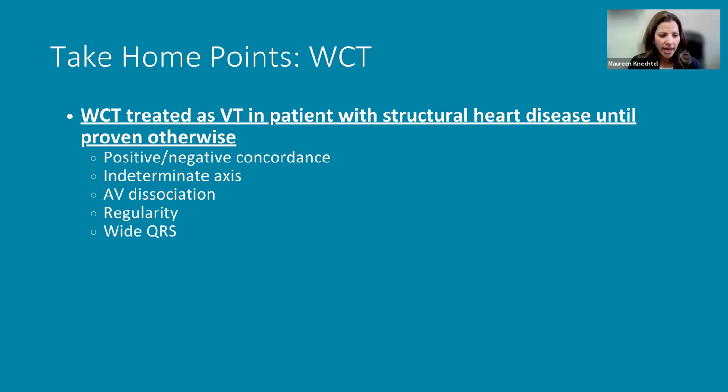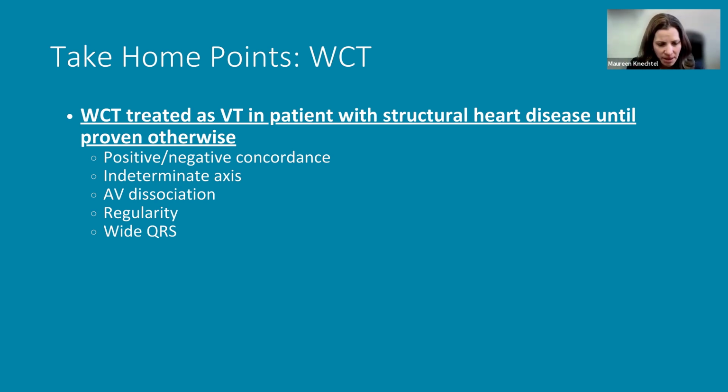Axis will look a certain way based on the flow of electricity. So if electricity is going in a completely opposite direction as it should, if it's going from ventricle up, the axis is going to fall in that no man's land category. It's not going to be right. It's not going to be left. It can be indeterminate. Don't hang your hat on that. But if you see an indeterminate axis with a wide complex tachycardia, that should move that VT higher up.